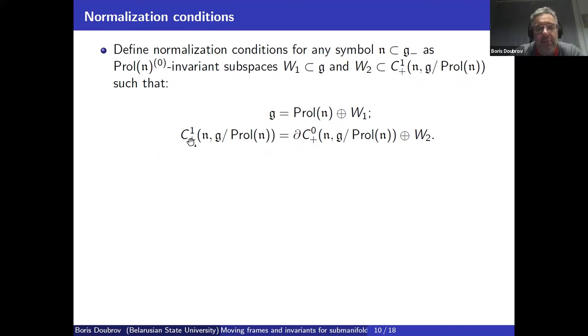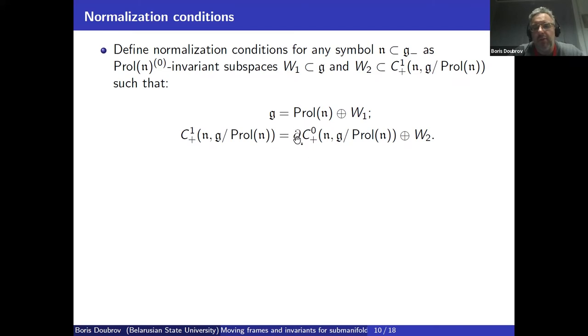And then the sign plus below is just the positive degree. All the spaces are naturally graded. So N is graded, G is graded, prolongation of N is graded. So we have a notion of degree, and therefore plus has a perfect sense. So all components here are of positive degree.